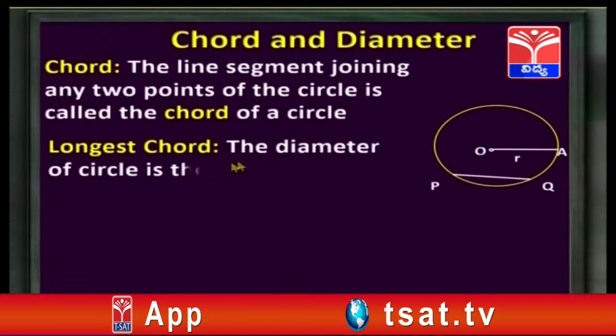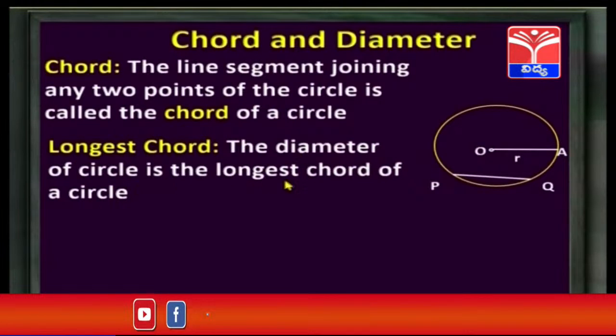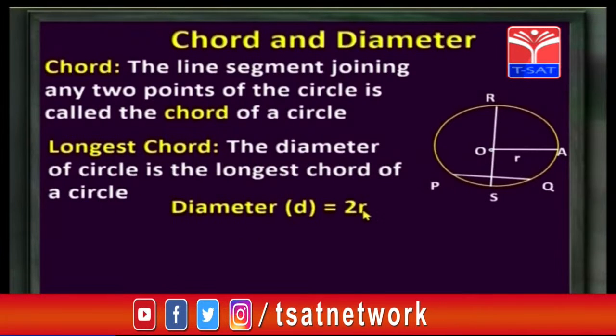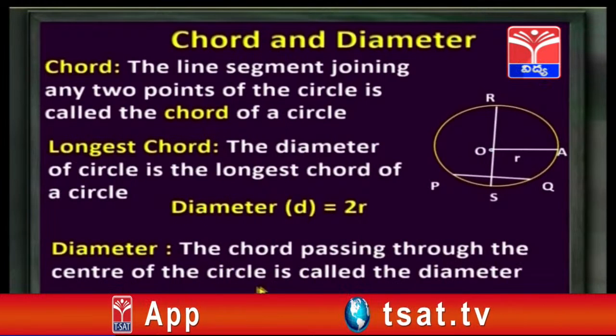So, what is the longest chord? The diameter of a circle is the longest chord of a circle, and we all know that the diameter is always equal to 2 times the radius. What is the diameter? The chord passing through the center of the circle is called the diameter.